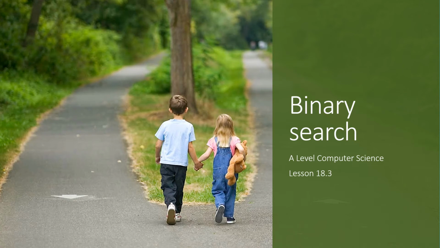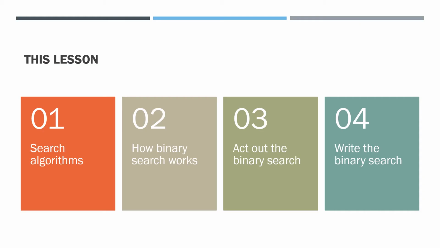In the previous two lessons we looked at the linear search, and in this lesson we'll look at an alternative search algorithm called the binary search. We'll compare the two search algorithms and look at how the binary search algorithm works. If you're my students, we're going to act it out in class to learn a little bit more about it, and we'll write the program code to make the search work.